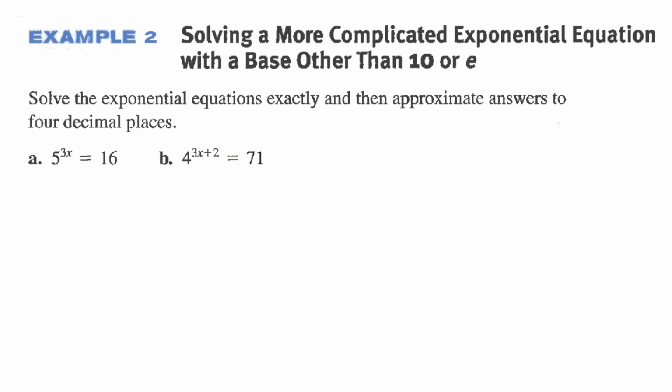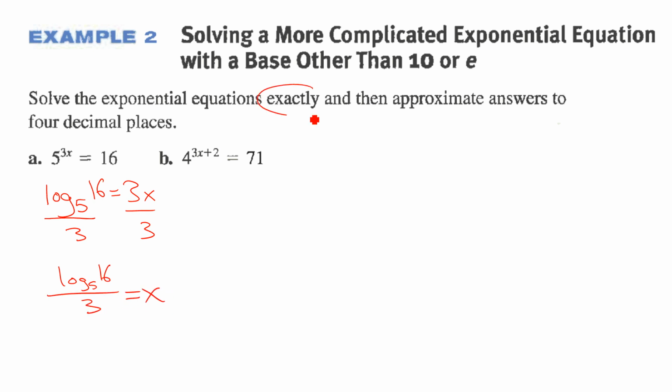Okay, so what happens if we can't just get the same base on both sides? Because there's no way to write 16 as 5 to the something. Then we're going to rewrite as a logarithm. So we can rewrite this as log base 5 of 16 equals 3x. And let's solve from here. So divide by 3 and divide by 3. We'll get log base 5 of 16 all over 3 equals x. That is our exact answer.